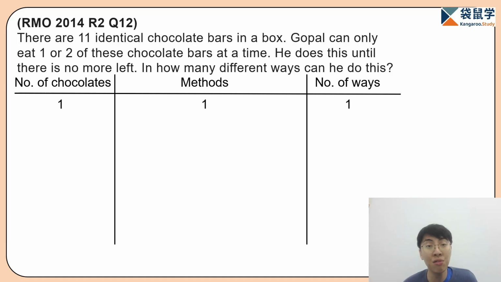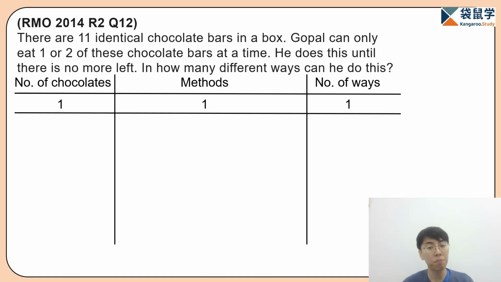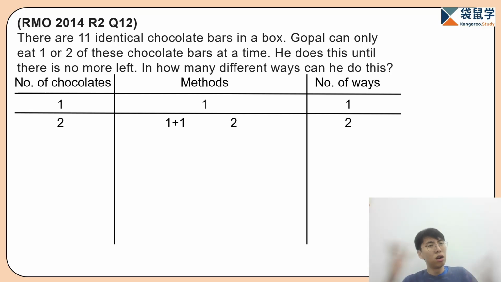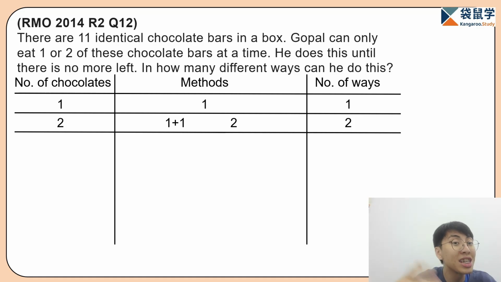But now if I increase it to two chocolates, what is happening now? How can he choose to eat these two chocolates? He can choose to eat one chocolate and another chocolate at two different timings, or he can of course select to eat both of them in one go. So it can either be 1 plus 1 or just 2, for a total of two different ways. Now we are starting to see a pattern.